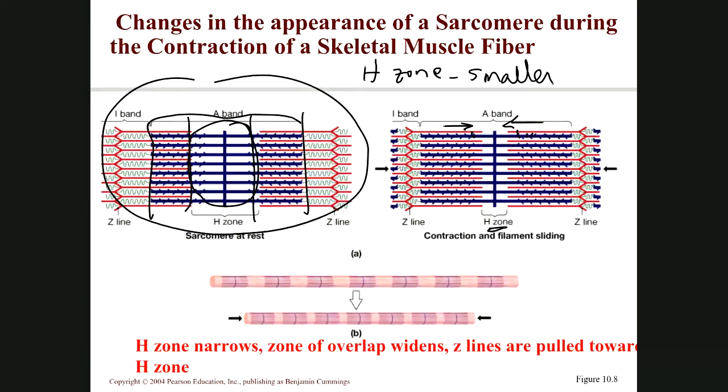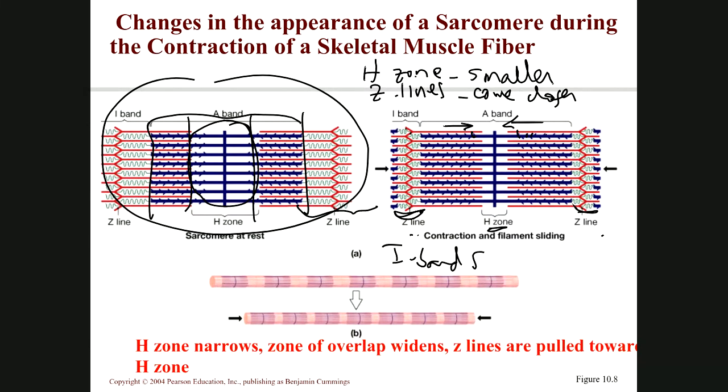Then the Z lines come closer to each other. So Z lines come closer, okay? And the I band becomes smaller. Here's an I band, here's the other I band. Compare that to this I band right there. Okay, so I bands become smaller.